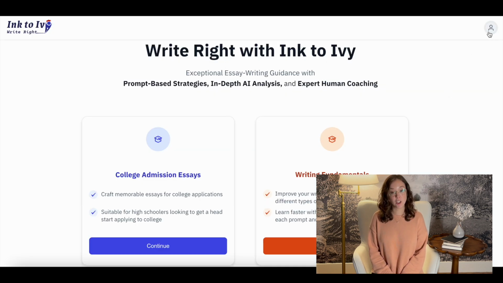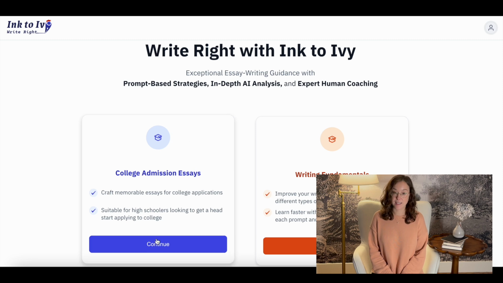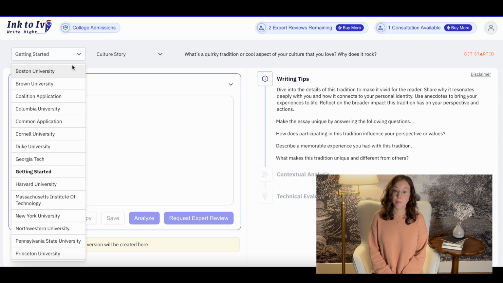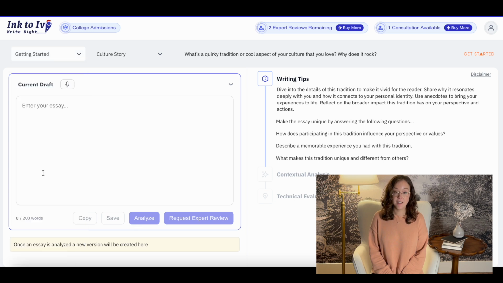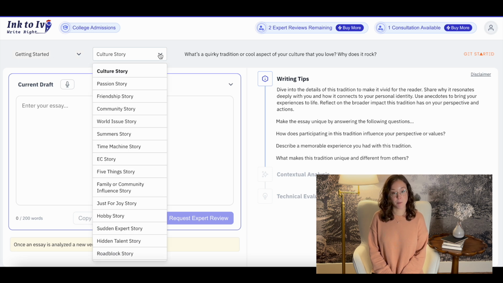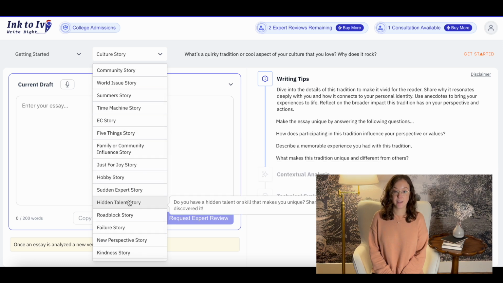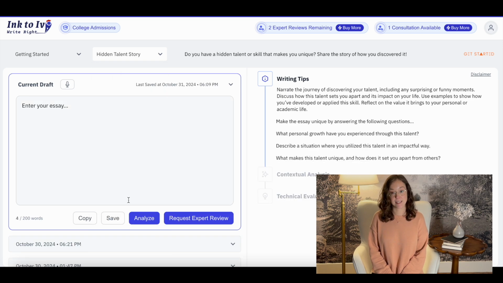First, make sure you're logged in to Inktoivy with the same account that you used to sign up for the course. Since we're doing college essay practice today, select the blue College Admissions Essays button instead of Writing Fundamentals. Make sure the box in the upper left of your screen says Getting Started. Then, move over to the prompt selection box just to the right and scroll down to the Hidden Talent story. This is the prompt we're going to practice today.